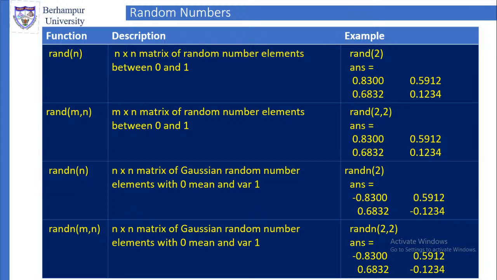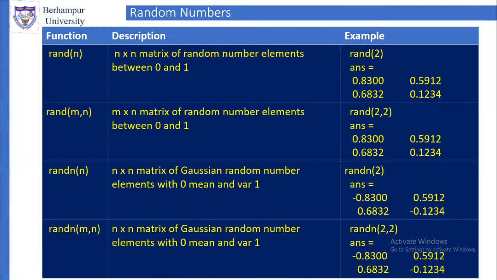But if I want a list, a row matrix, of m random numbers only, I can write rand m comma 1. So I will get a column of m random numbers. Or I can write rand 1 comma n, which is going to give me a row of random numbers. So you can generate n number of random numbers, or matrices of random numbers, using the rand function.